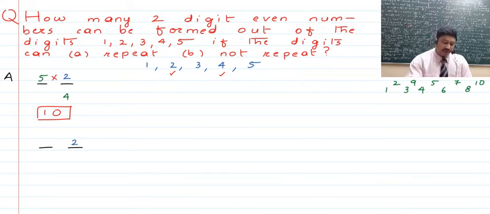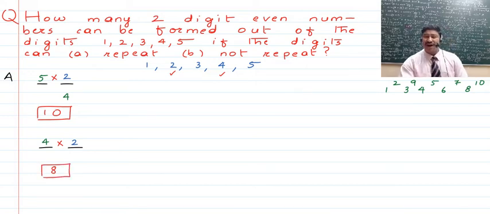And now children, if we talk about the tens digit, if a digit has come, it cannot come for a second time, as here we are talking about the not to repeat case. As such, only 4 digits can come here. And thus the number of ways by means of which the tens digit can be done is 4, and the units digit work can be done in 2 ways. So the total number of ways by means of which both of these works can be done will be 4 into 2, or in other words 8 will be the number of 2-digit even numbers out of the digits 1, 2, 3, 4, 5 which can be formed.